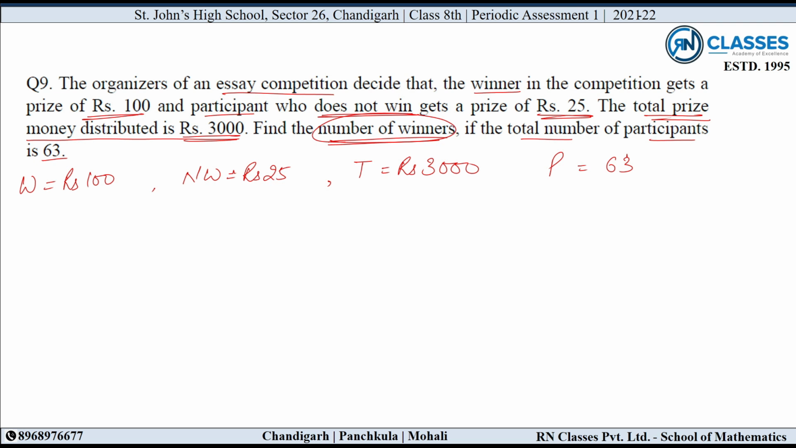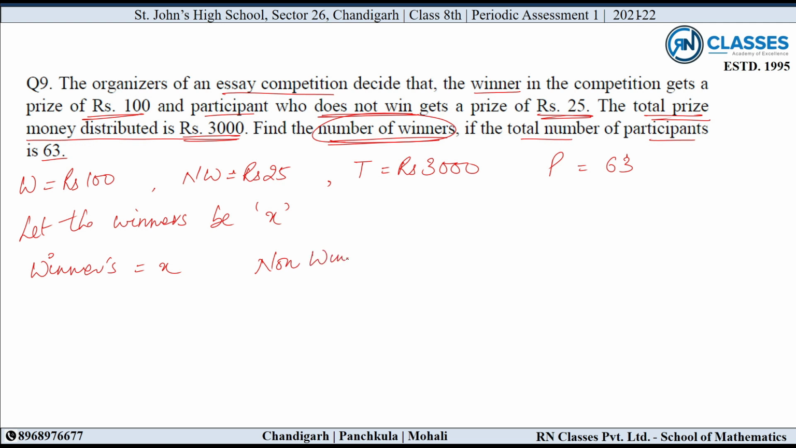Do we know how many winners are there? No. Let the winners be X. Okay, हम लिख सकते हैं, let the number of winners be X. Okay, so winners, what we have decided is X. Winners are X. Now, how many non-winners will be there?